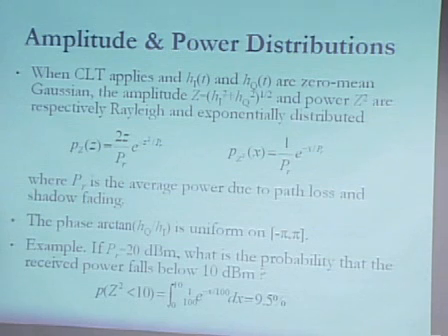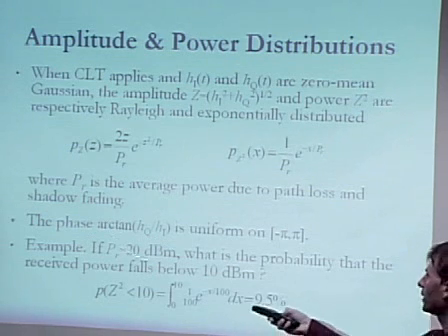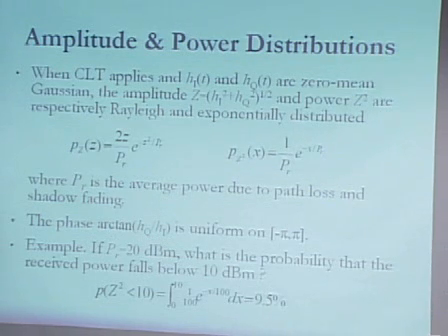Okay, let's go to a quick example. Let's say that the average receive power due to path loss and shadow fading is 20 dBm. Okay? So that means how many milliwatts? Anybody? Quick? 100 milliwatts? Exactly. So what's the probability that the receive power due to multipath fading falls below 10 dBm?